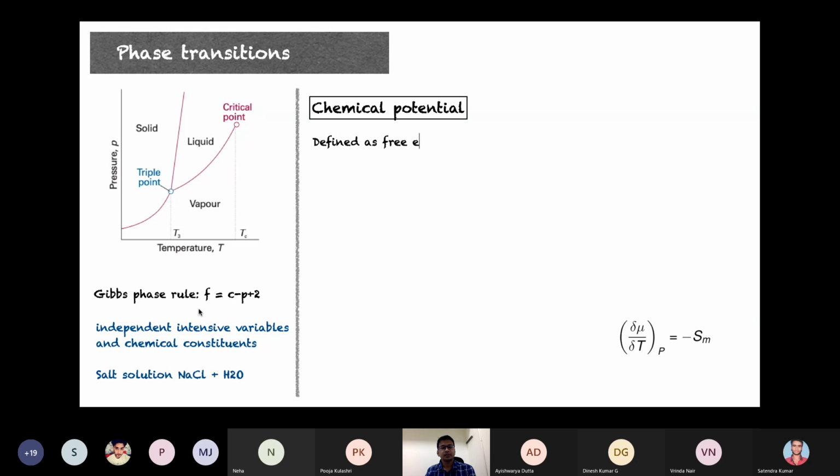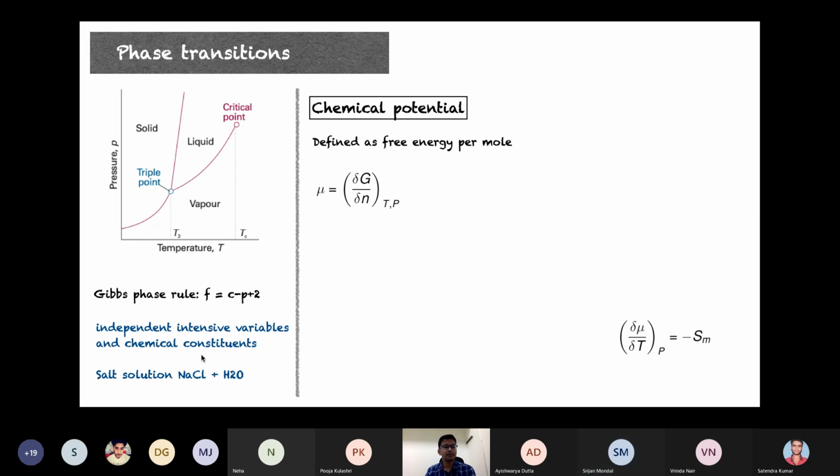So this quantity is defined as the free energy per mole. If you write the equation, yeah. So what will be the degrees of freedom F in the salt solution?